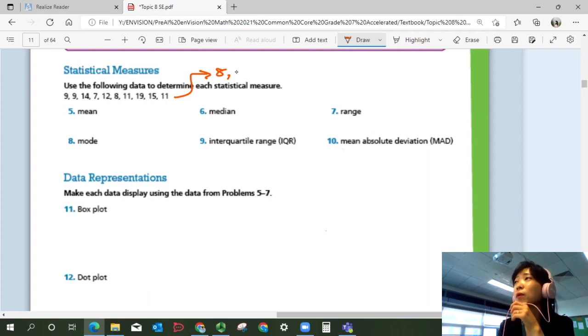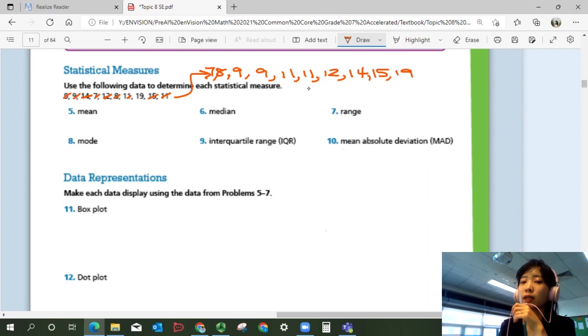So we have 1 8, 2 9s. Oh, we have 7 in front of 8. And then let's cross them out. And then the bigger one is 2 11s. And then we have 12. We have 14 and then 15. And then we have 19. There we go.